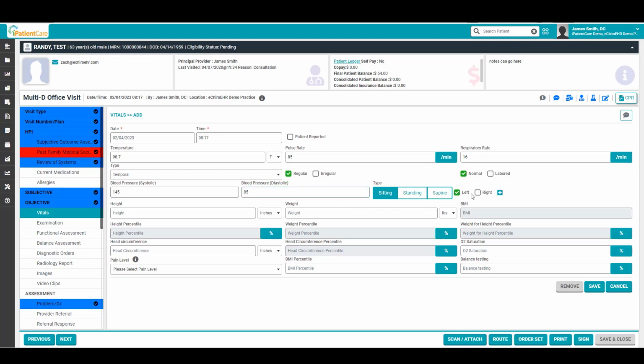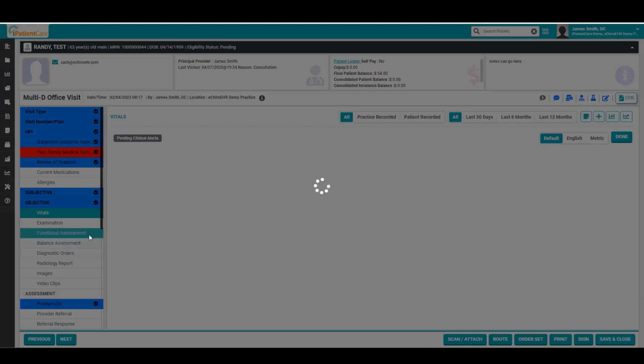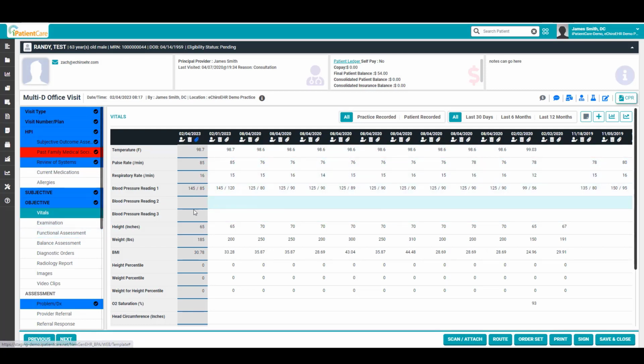Sitting, standing, supine, left, right. And then height in inches, weight in pounds, and you'll see that the BMI is automatically calculated. And then any other O2 saturation or other types of documentation that you may have that you would like to enter into the vital section can be done. And we click Save. And that brings it in for today's documentation of the vitals. Next, we move on to the examination section.